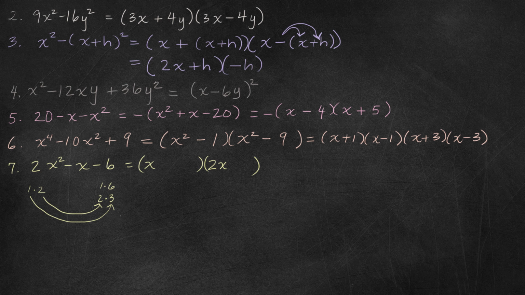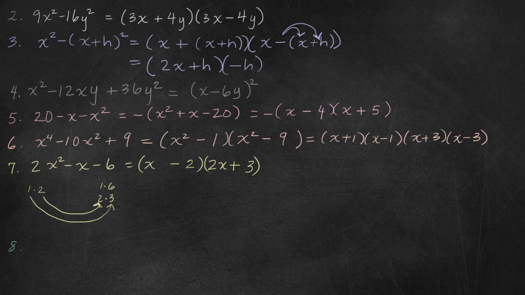So 1 has to get multiplied by 3. That puts the 3 as part of the outer product. And this 2 has to get multiplied by this 2. So that puts that for my inner product. I want a negative 1 in the middle. So I want negative 4x and positive 3x.